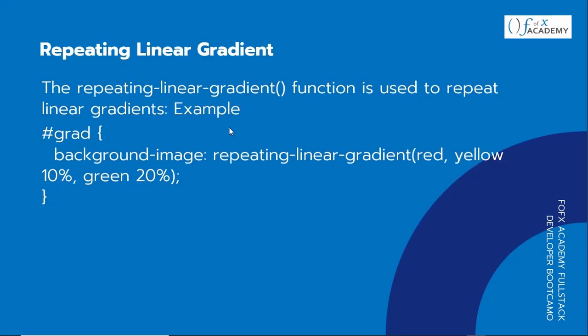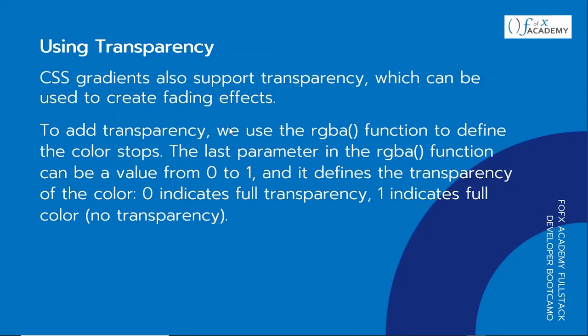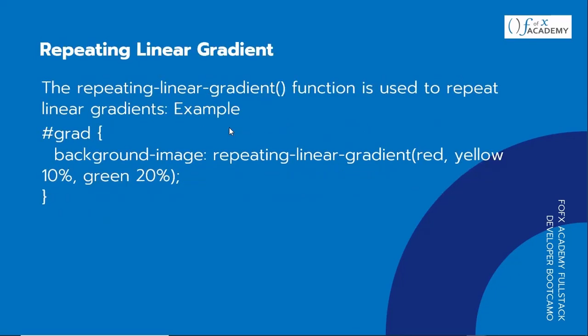So for repeating linear gradients, the repeating-linear-gradient function is used to repeat linear gradient. Example, you have a background image repeating. You say repeating linear gradient, red, yellow 10%, green 20%. Now let's go to our VS Code and see how this works, using transparency and repeating linear gradients.